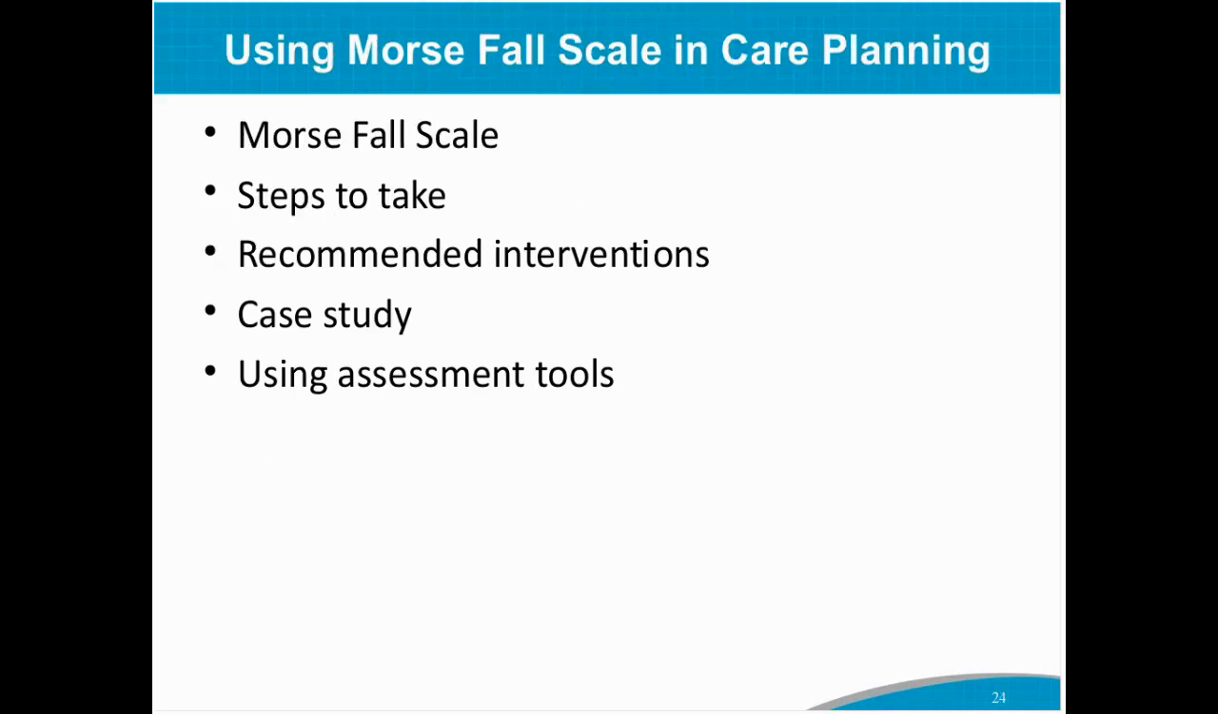Now we're going to talk about using the Morse Fall Scale in care planning. We'll start by reviewing the Morse Fall Scale and each of the areas of risk. We'll talk about the steps that you need to take to incorporate fall risk assessment into your clinical workflow, and we'll review interventions that are appropriate for each of the areas of fall risk. We'll then put it all together using a case study, and then finally we'll summarize some of the key principles of using fall risk assessment as a foundation for an evidence-based fall prevention program.